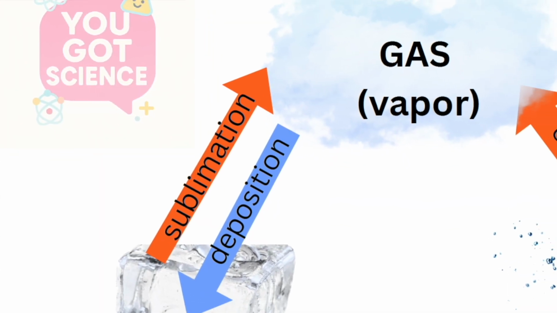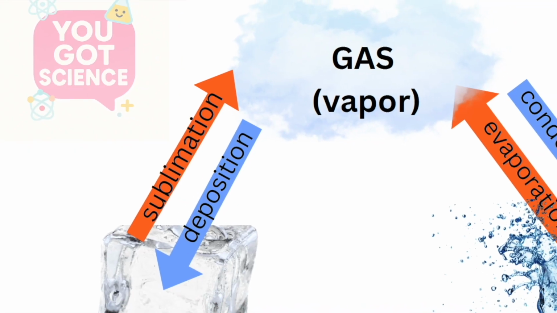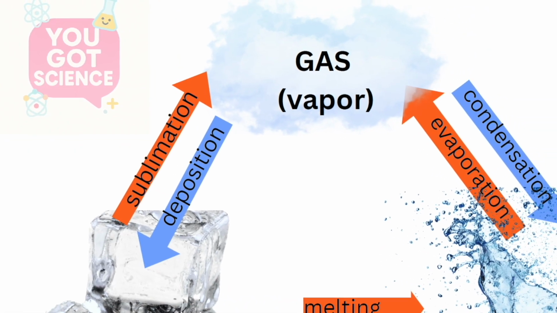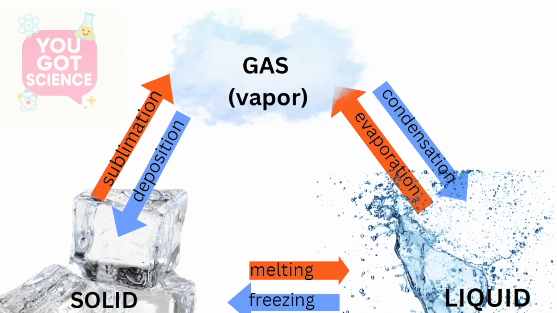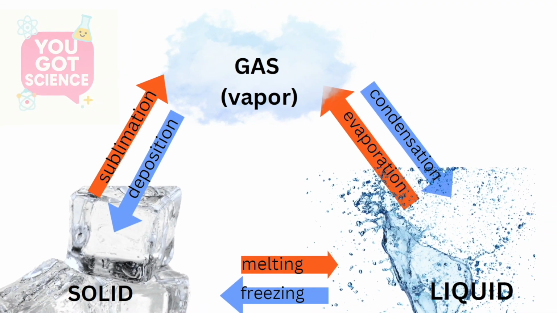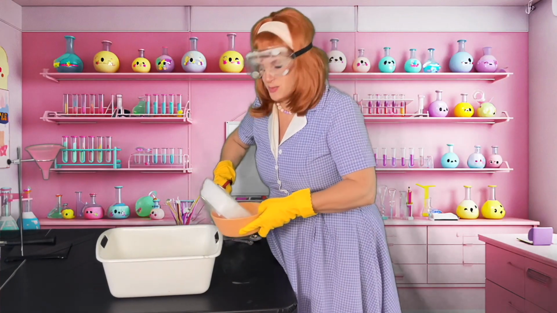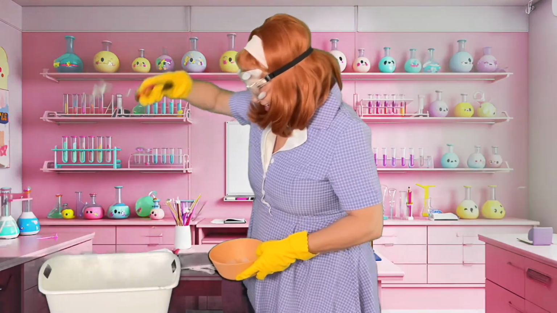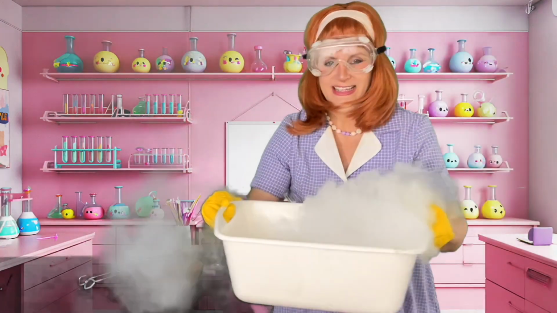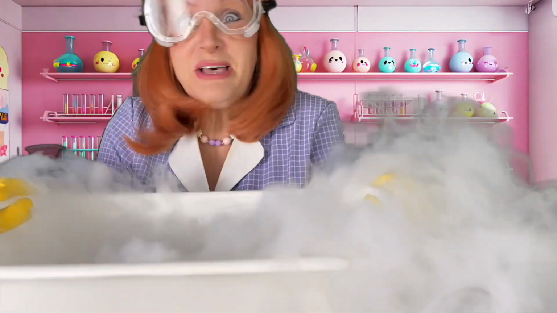That's when a solid skips the liquid step and turns straight into gas. This is the case with the solid form of carbon dioxide known as dry ice. Observe sublimation as we drop the dry ice into warm water. Sublime!